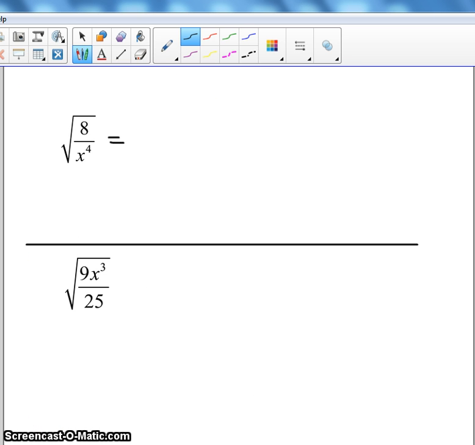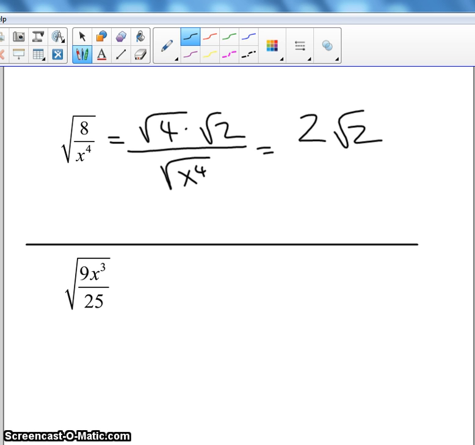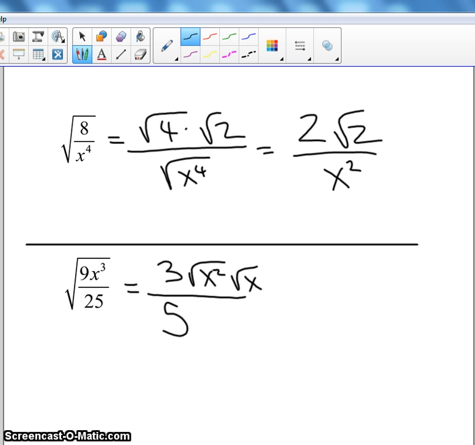If I square root the top, I'll rewrite this as 4 times 2, and I'll square root x to the 4th. We have 2 perfect squares. The perfect square here is 4, and then the square root of x to the 4th is x squared. The square root of 9 is 3, the square root of 25 is 5, and I want to rewrite that x to the 3rd as a product of x squared times x, which allows me to reduce this to 3x radical x over 5.